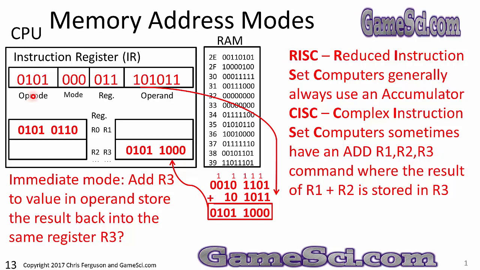Once again, we'll do an immediate add here. We'll add R3 to the value in the operand and store the result back into the same register R3. That does sometimes happen. I'm going to add register 3, whatever was in register 3, to the immediate value here. When I calculate the result, 01011000, it can go back into register R3. That happens more often with CISC computers than RISC computers, but it does happen. And you've got to be aware.